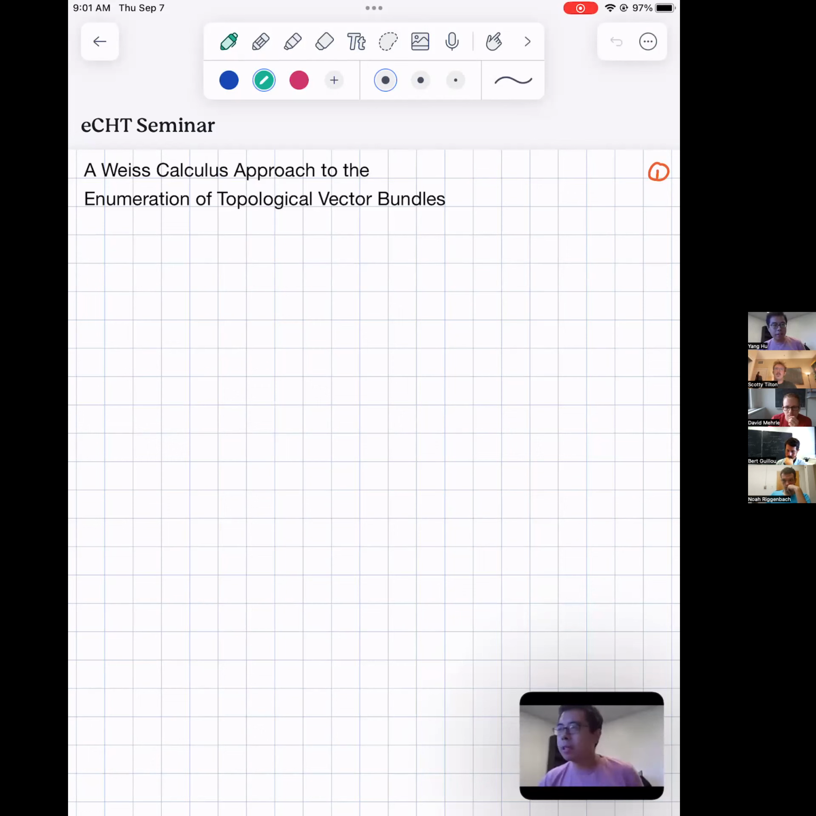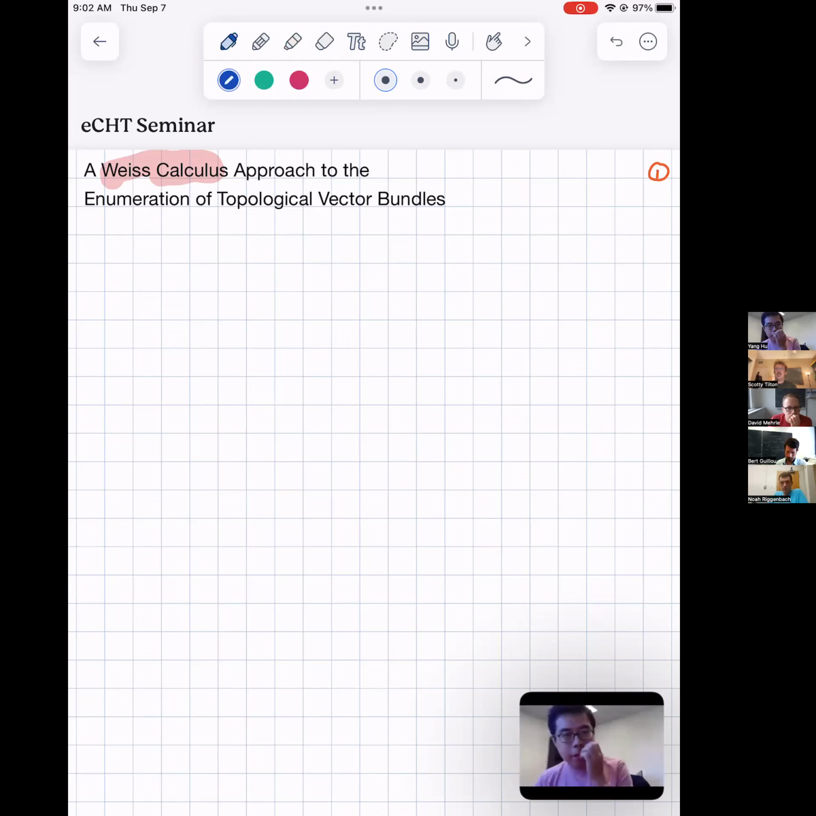However, perhaps a bit surprisingly, even topological vector bundles over projective spaces are far from being fully classified or even enumerated beyond a few small dimensional cases studied back in the 1970s. We're going to review this piece of history a little bit later in the talk. But our goal today is to use a modern tool called Weiss Calculus to produce some enumeration results for topological complex vector bundles over complex projective spaces under some conditions which we will specify momentarily.